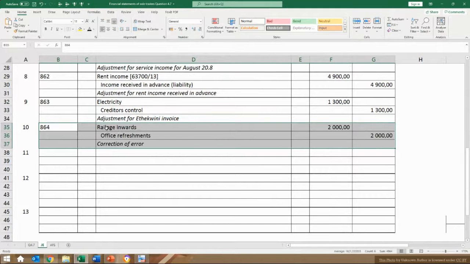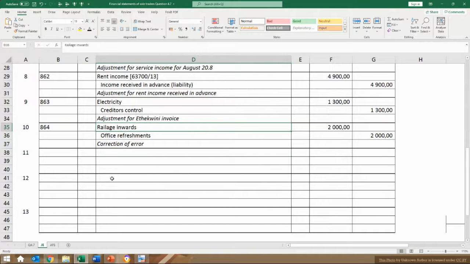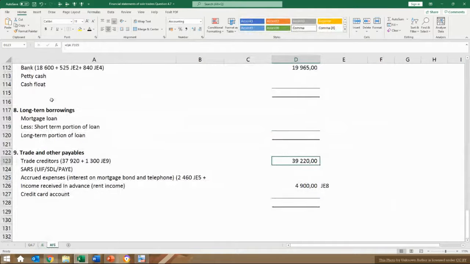So to correct the error, I debit the railage inwards, so that is the account it should have been, and I take it out of the office refreshments where it was put in error, to correct that amount. Now this railage inwards account we will use to calculate the cost of sales.